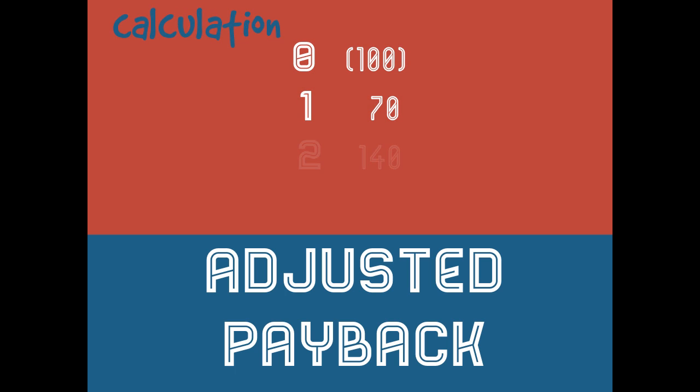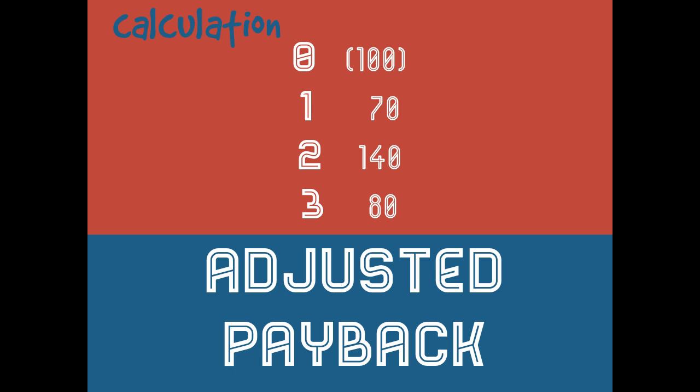So let's have a look at adjusted payback as a means of dealing with risk and uncertainty. And it's fairly straightforward, because everything that applied to payback applies to adjusted payback. But just to remind you, here's a calculation. In year 0 you pay out 100, in year 1 you get 70 back, in year 2 140, and in year 3 80 back.